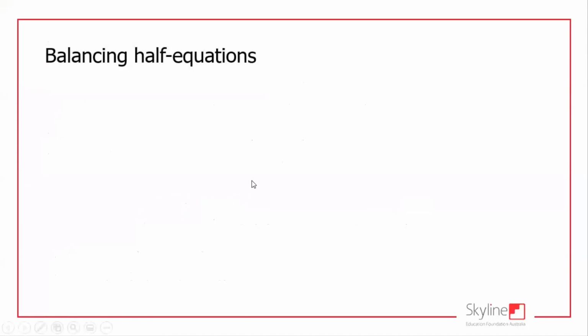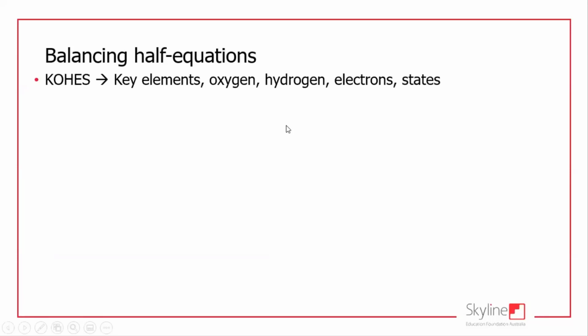Okay. So one of the big things they ask us in VCE chemistry is balancing half equations. So we use a method called COHES. K for key elements, O for oxygen, H for hydrogen, E for electron, S for state. It's just a little mnemonic to work out how to balance equations. This is particularly important because sometimes they can give you some crazy questions and expect you to balance them.